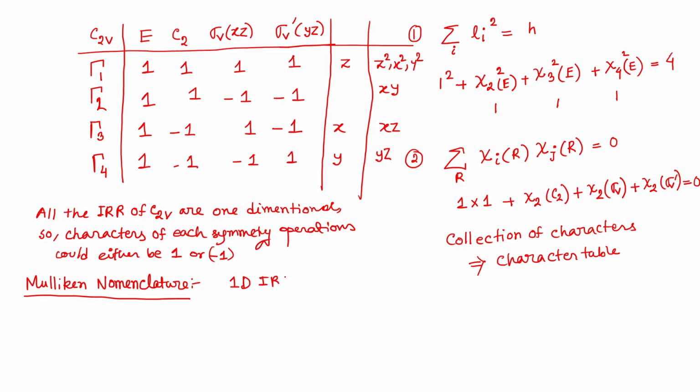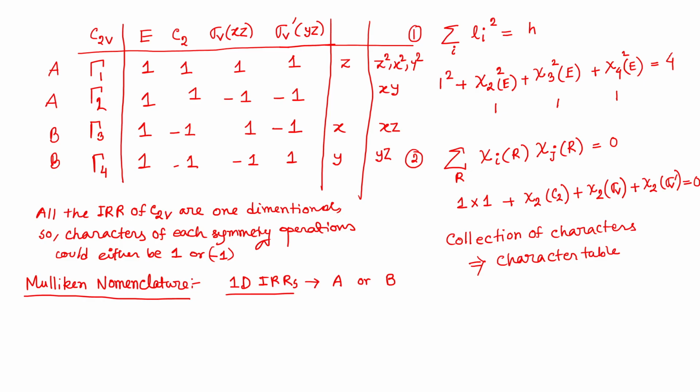If one-dimensional irreducible representations, then it could start with A or B. Which one will be A, which one will be B? If it is symmetric with respect to the most prominent symmetry operation, that is here C2, then it will be A, else it will be B. So see, along C2 the symmetric ones are gamma 1, gamma 2, antisymmetric are gamma 3, gamma 4. So these will be known as A and these will be called as B.